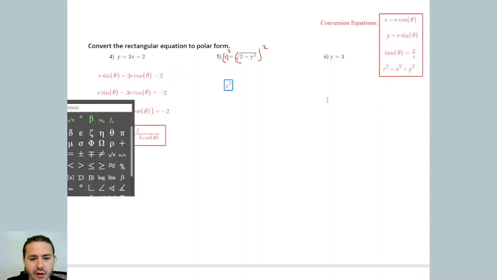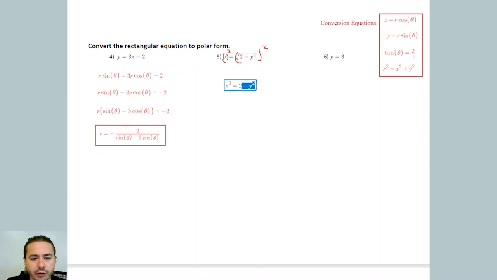We've got x squared equals, now when I square root, those effectively cancel each other out, so I just get 2 minus y squared. If I bring the y squared over by adding y squared to both sides, I get x squared plus y squared equals 2. And so now I can use this conversion, right? So this is just going to be r squared. R squared equals 2. And so if I'm trying to solve for r, I'll get r equals the square root of 2.